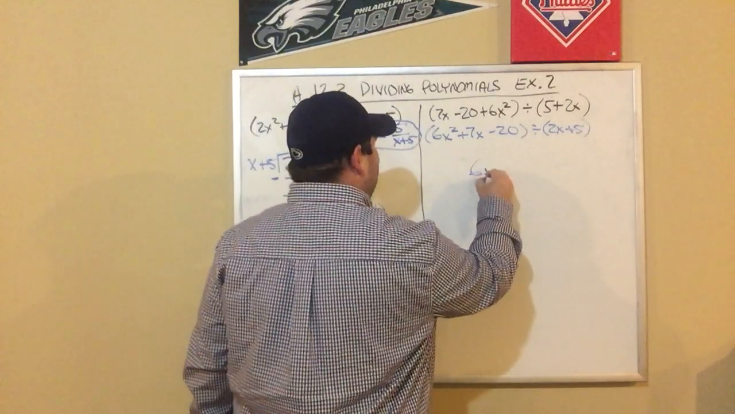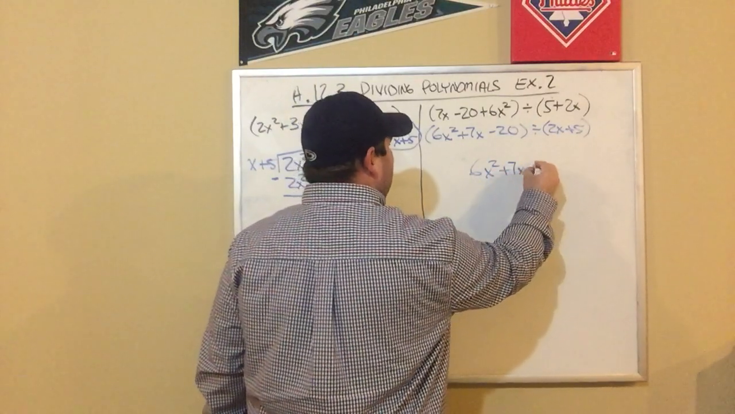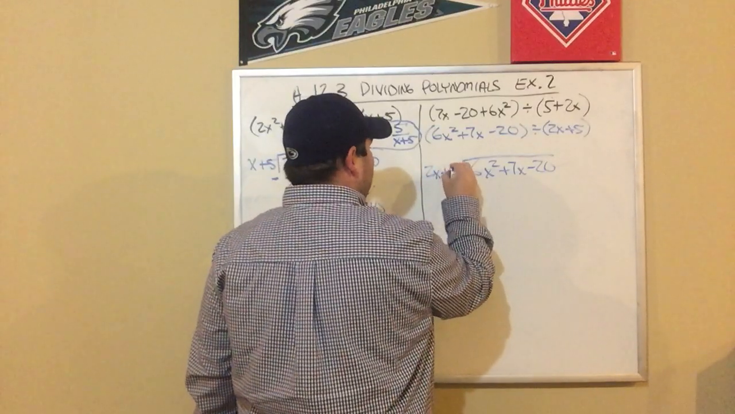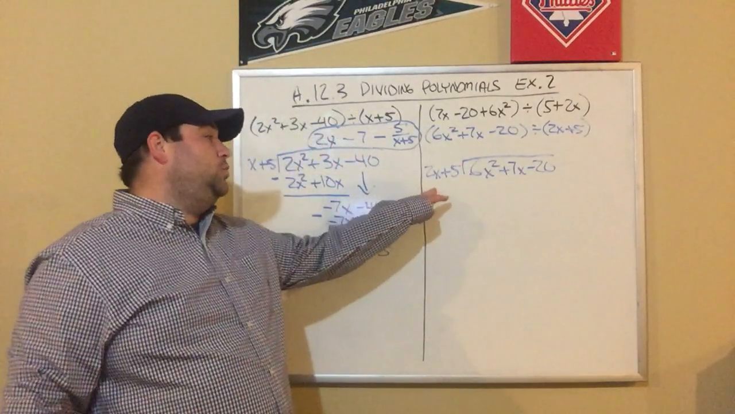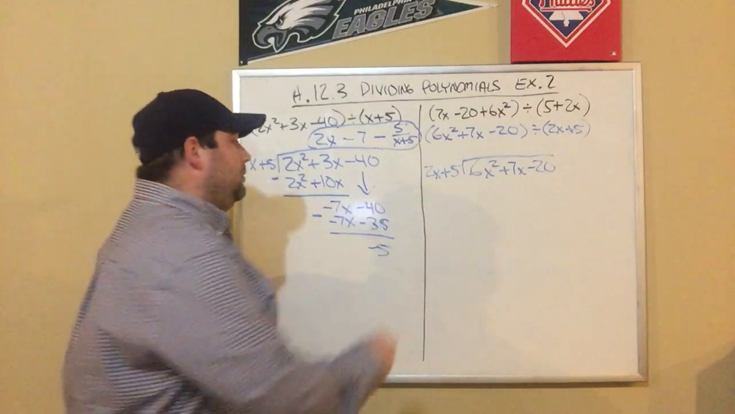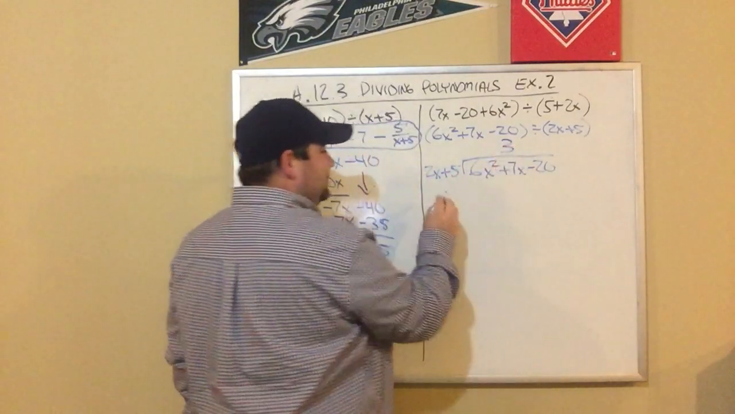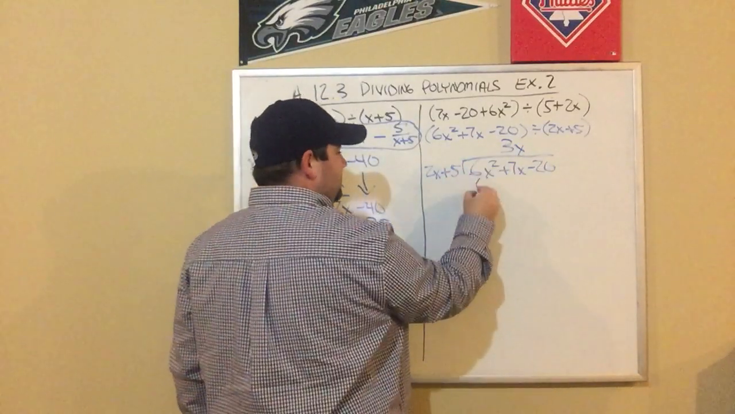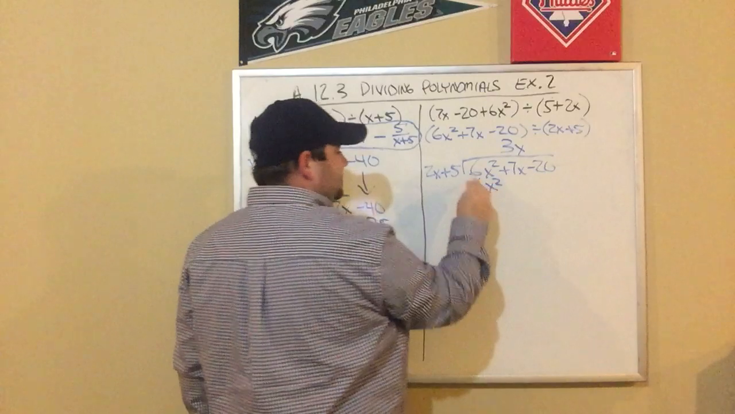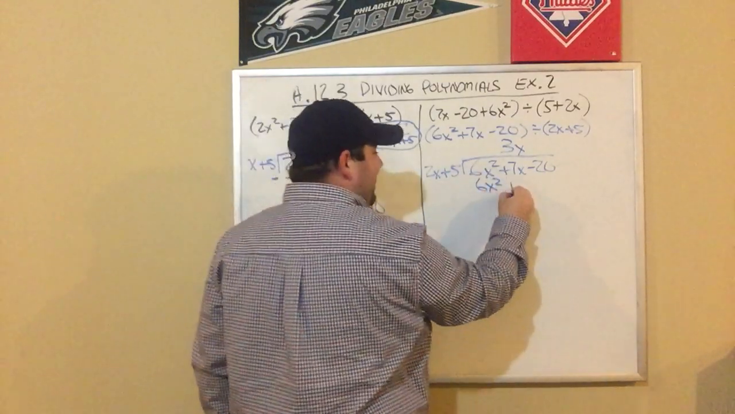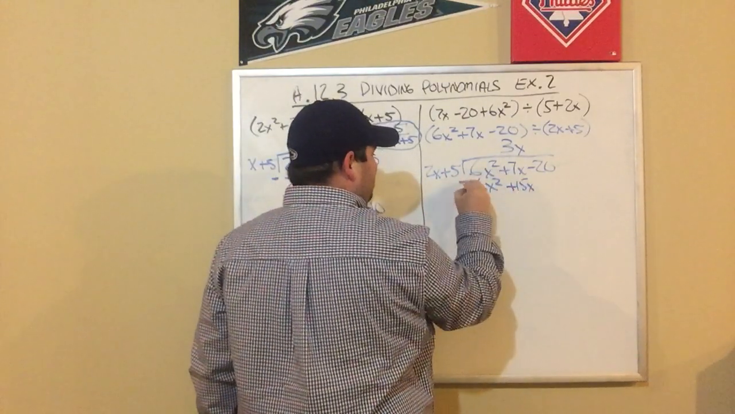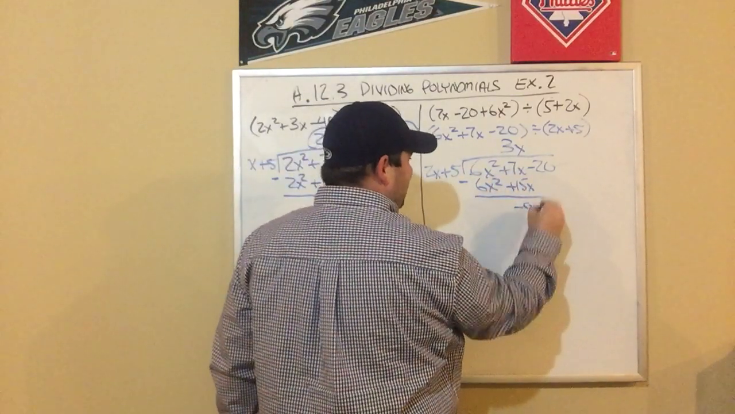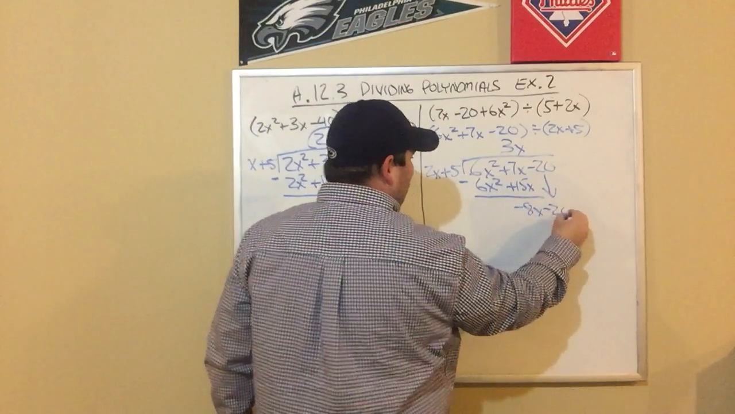So I'm going to take the 6x squared plus 7x minus 20 and divide that by 2x plus 5. So I'm going to start with, how many times does 2x go into 6x squared? Well, 2 times 3 gives me 6. X times x gives me x squared. So 3 times 2 is 6. X times x, x squared. So they're going to cancel. 3x times 5, that's 15x. I'm going to subtract, just like you do in long division. 7x minus 15x is negative 8x. I bring down my next term, the negative 20.